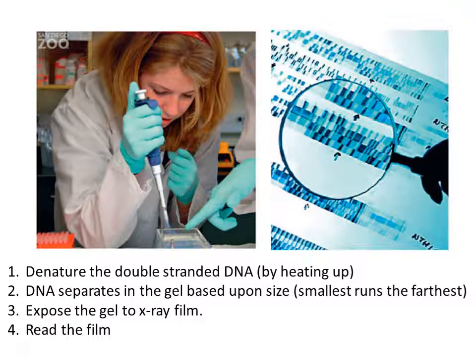So once you've done these 4 reactions, the next step is to go ahead and denature the double-stranded DNA by heating it up to somewhere around 96 degrees. You're going to then put that into an agarose gel. It's going to separate out based on size, with the smallest fragments moving the farthest down the gel. Since I mentioned that dideoxyribonucleotides are radioactively labeled, you're going to go ahead and expose that to X-ray film, and then the following day you'll be able to read the film and analyze your results.